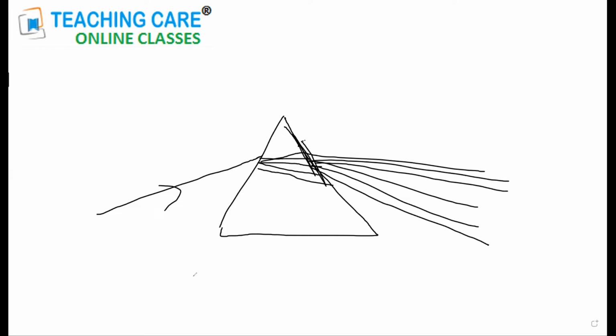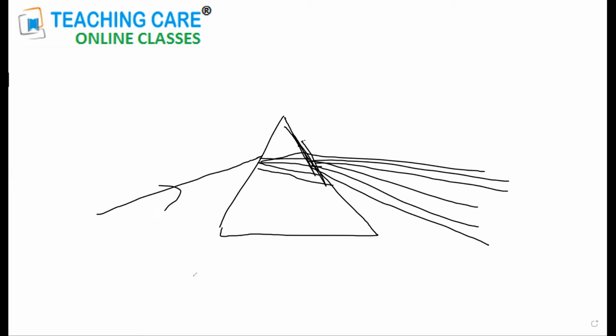And diffraction is like, suppose some obstacle comes in between the path of the wave. So what happens? Suppose this is the wave, and here is some obstacle. This wave can get dispersed. So this kind of effect is diffraction. It is like the dispersion thing.